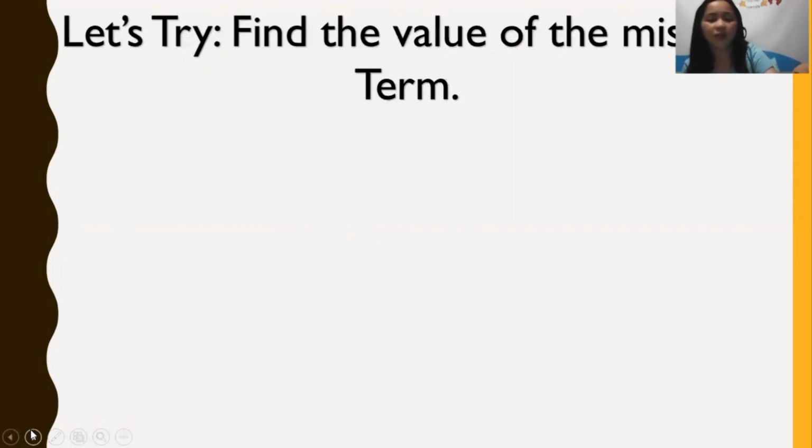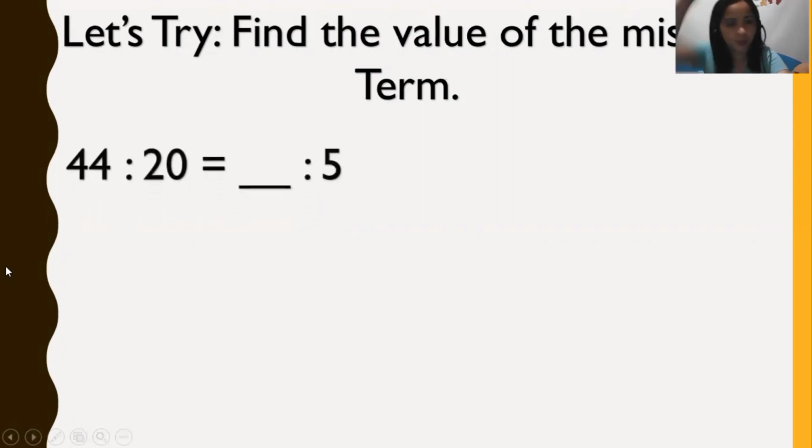Now, I will be giving you time to answer this. Find the value of the missing term in this problem. So we have 44 is to 20 equals blank is to 5. So there is a missing term here. The third term is missing. So how will you answer that?